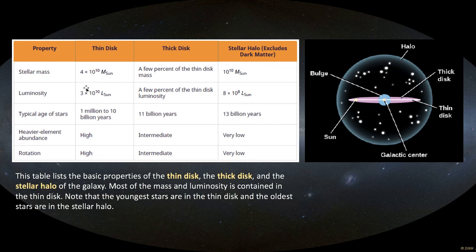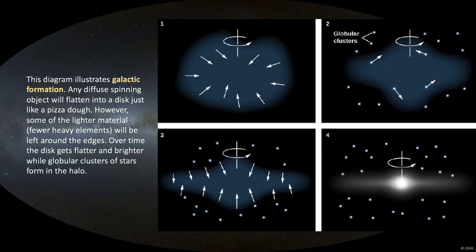And so it's also the brightest, but then also it's the youngest. It gets older as you move from the center, from the thin disk to the thick disk to the halo. So the halo is the oldest part of the galaxy. And those globular clusters are the older stars in the galaxy.